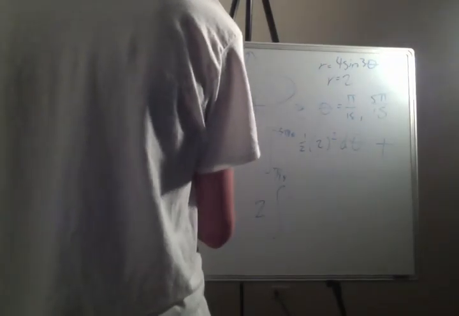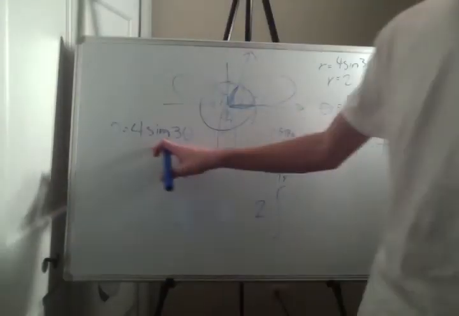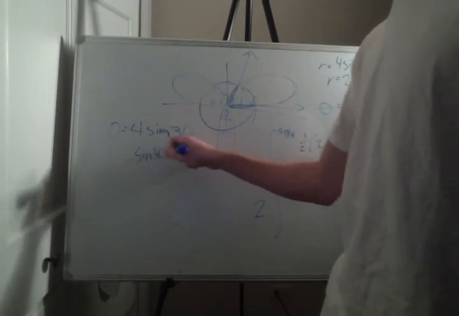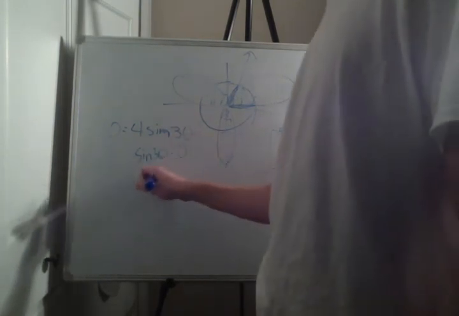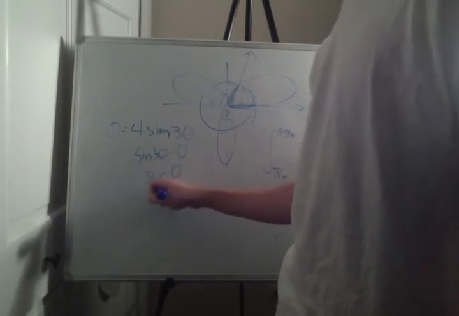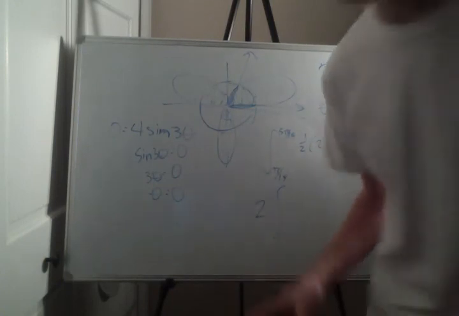You could do work for this. 0 equals 4 sine... You don't even know why I'm laughing because you can't see the board. 0 equals that. Sine of 3 theta equals 0. 3 theta equals 0. Theta equals 0. So, oh wow, look at all that work to find that it starts at 0.